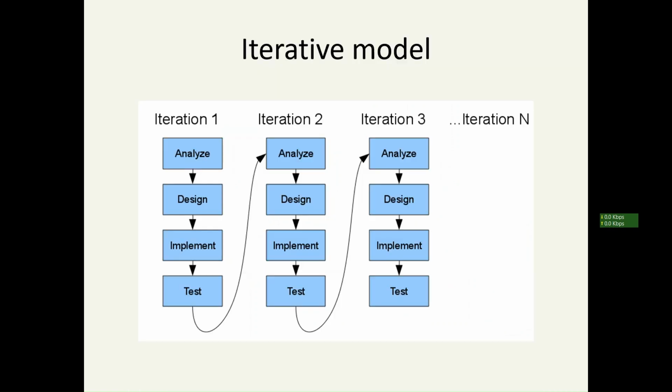Next one is the iterative model. The iterative model is the same as incremental, with one difference: in incremental, the requirements will be fixed, whereas in the iterative model the requirements won't be fixed. They will take a requirement, analyze, design, implement, and test it. The output of the first module will become the input of the second iteration. They will show a demo to the customer and get the requirement for the second phase.